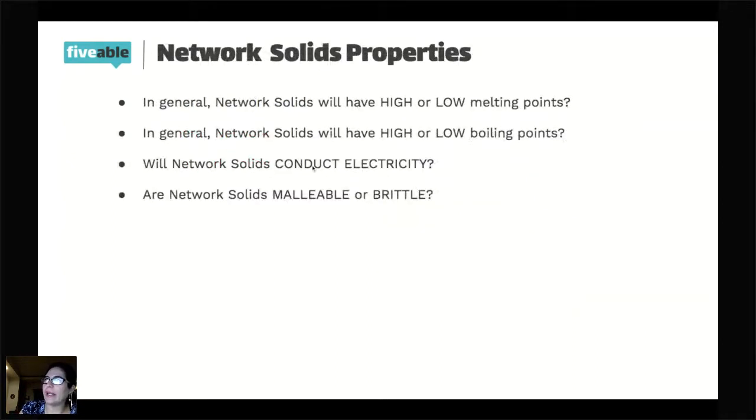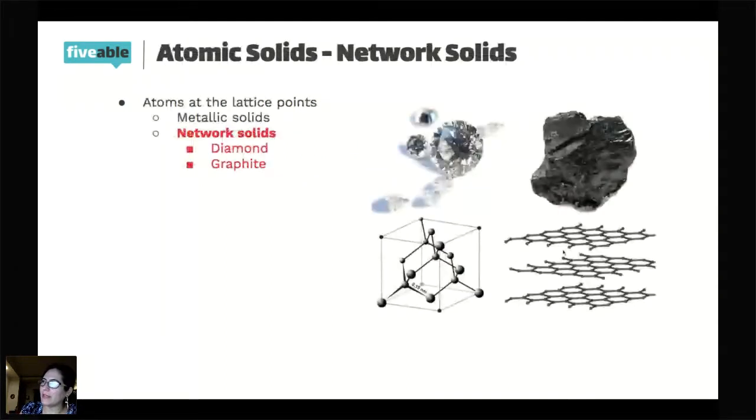Okay, do you think network solids will conduct electricity? Think of the meaning of electricity. Could it move around electrons? Could it move around charges or no? Exactly. No, it won't be able to conduct electricity because there are not even charges in here. This is carbon atoms covalently bonded. There are no charges here. So no, it won't conduct electricity.